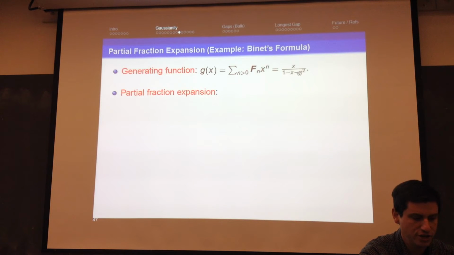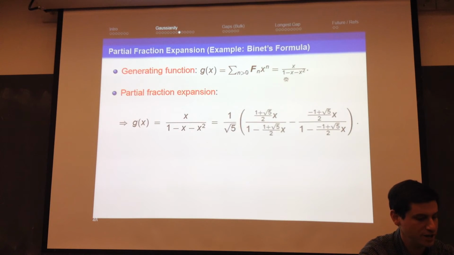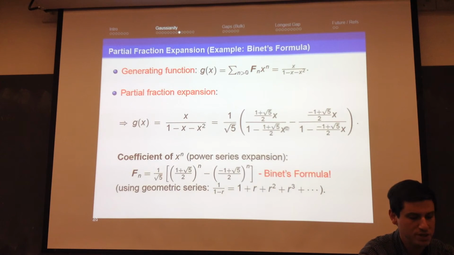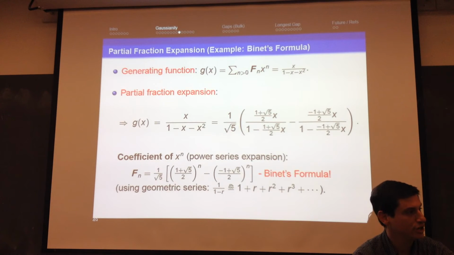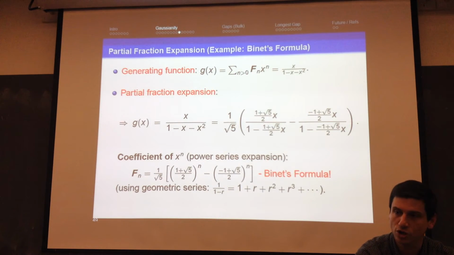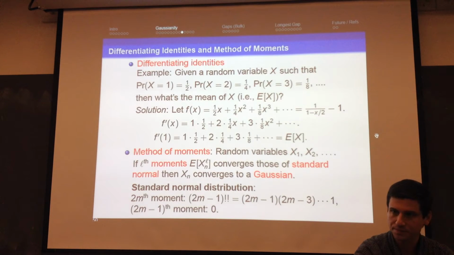Now that we have a generating function in closed form, we use partial fractions, we decompose, we expand each one of these using the geometric series, our old friend again, and here's Binet's formula. So we see that if we have a generating function and we have a closed form expression for the generating function, we can do a lot. That's the whole point of this, is we want to get a closed form expression for the generating function.